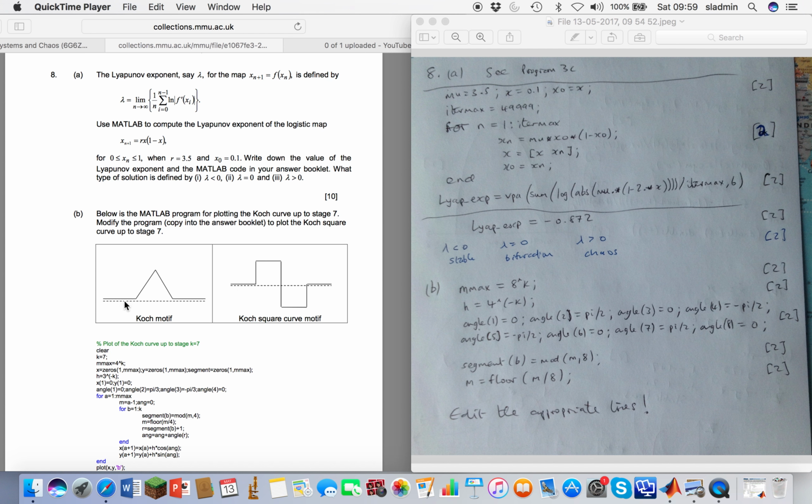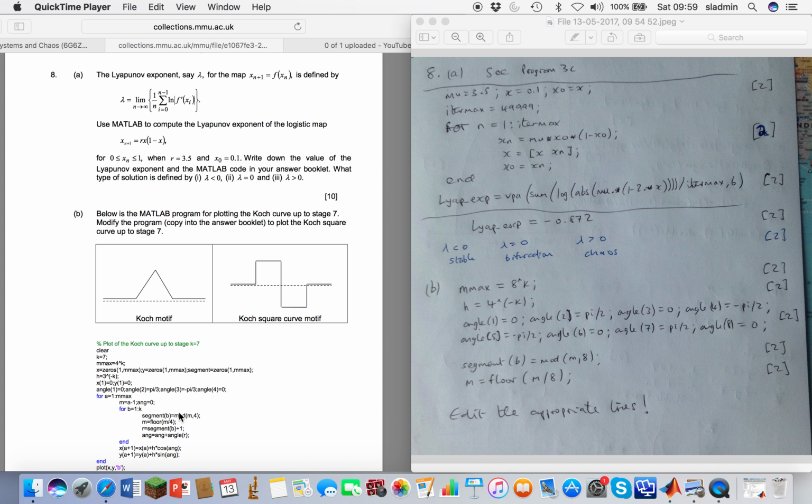Now we've got to work out the angles. So here you've got angle 1, angle 2, angle 3, angle 4. In this case, we're going to need 8 angles. And you can see the first angle is 0, then pi over 2, 0, minus pi over 2, minus pi over 2 again, and then 0, plus pi over 2, and 0. So those are the 8 angles.